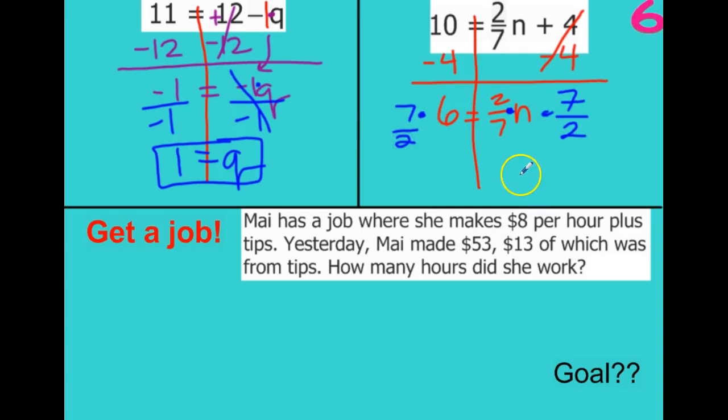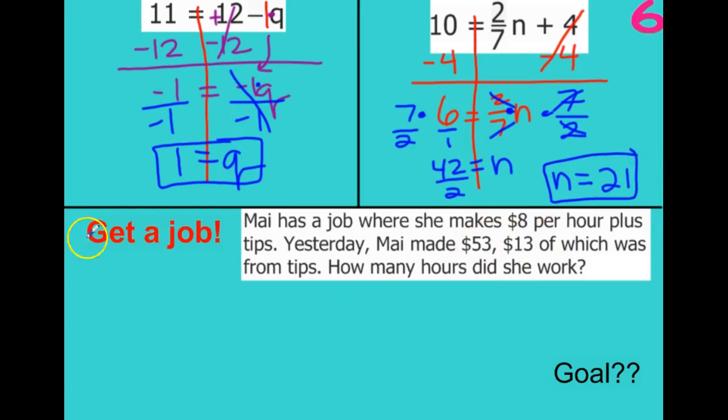7 over 2. 7 over 7, 2 over 2, those cancel out. 6 times 7 is 42. 2 times 1 is 2. So 42 divided by 2 is 21.